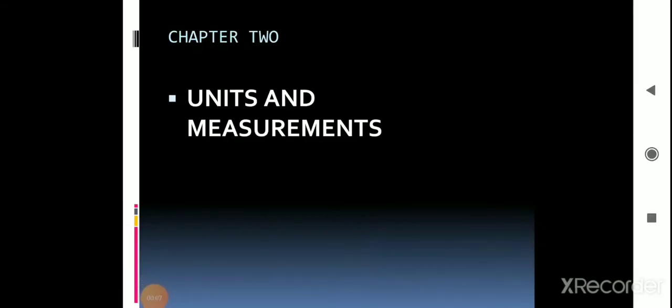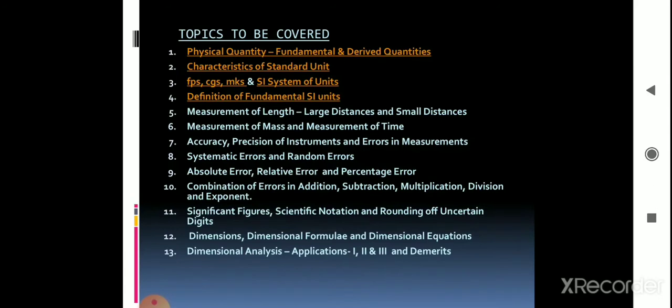This video is on chapter 2, units and measurement. In the previous class we studied about measurement of length, measurement of mass and measurement of time, accuracy, precision and errors in measurements. In today's class let us study about absolute error, relative error and percentage error, and combination of errors in addition, subtraction, multiplication, division and exponent.